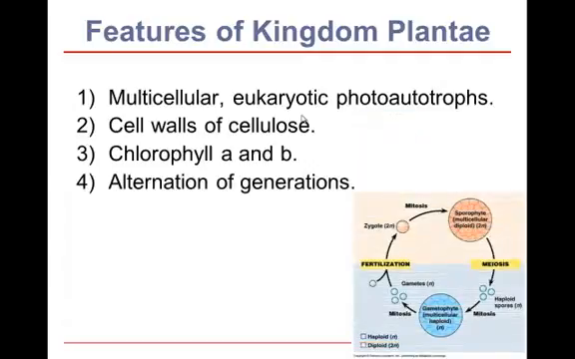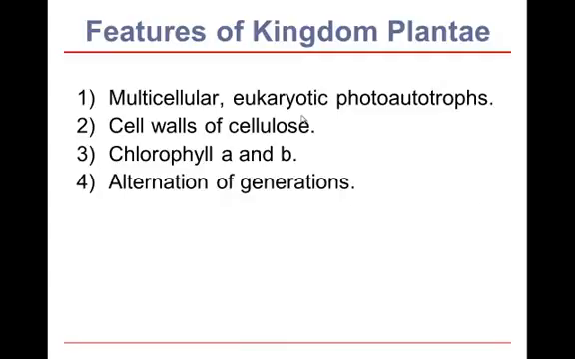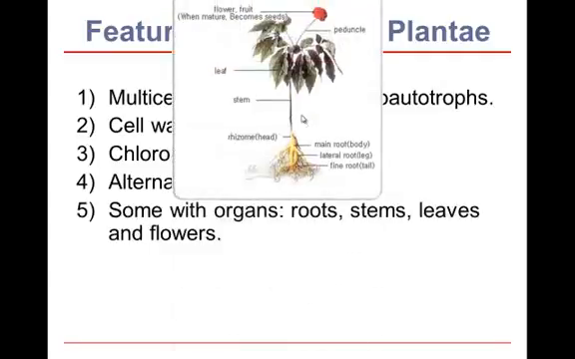A fourth feature, plants show alternation of generations, and you just learned this, and you should practice this and apply this. A fifth feature is some plants have organs, and the numbers of types of organs that plants have are quite limited. They can have roots, stems, leaves, and flowers. Now, to a botanist, these have to have a specific structure to be considered true roots, true stems, and true leaves. Even though a plant may have a root-like or stem-like structure, it may not be considered a true root or stem by a botanist.